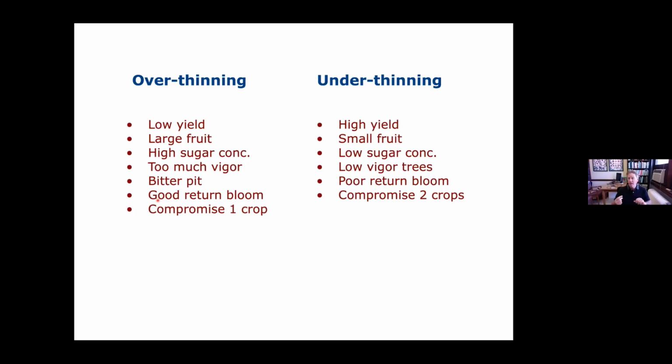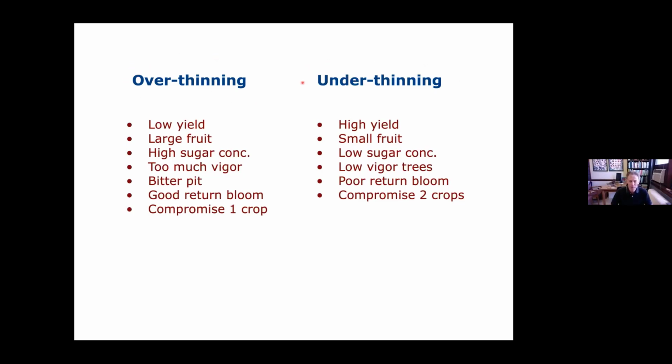And so what you've done, you've compromised 2 years' crops. This year's crop, because you have lousy quality, and next year's crop, because you had poor return bloom. So if you look at it in those contexts, obviously you're trying to get it just right in the middle, right? Is the porridge too hot, too cold, or just right? Well, we'd like it just right. But if you had to choose one or the other of these scenarios, I think you'd think, well, over-thinning, I want to avoid that, but it's not the worst problem in the world.